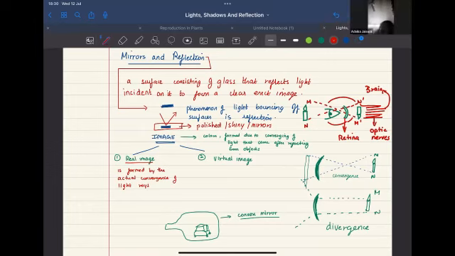Ma'am, where is the definition of virtual images? I thought it's understandable, the image that is actually formed from behind the mirror, but I'll just write it down for you.